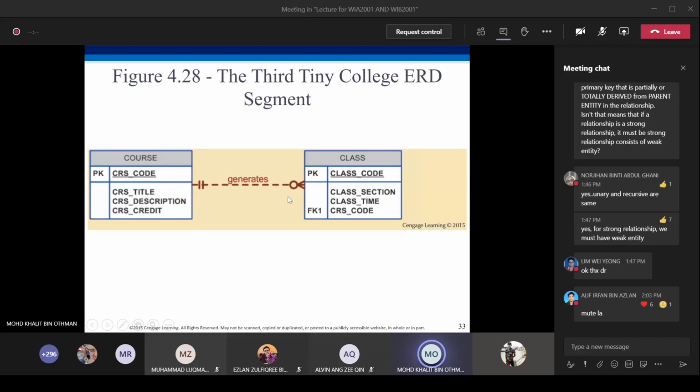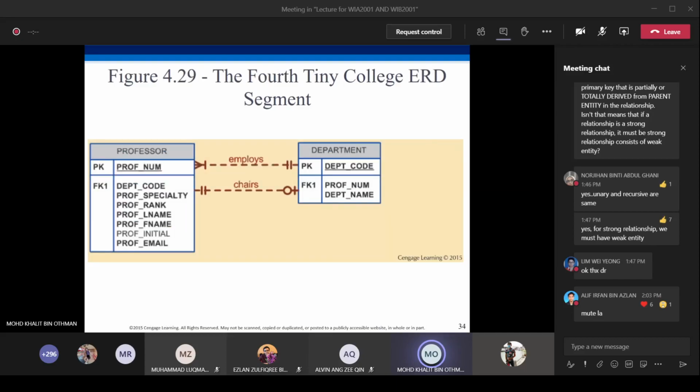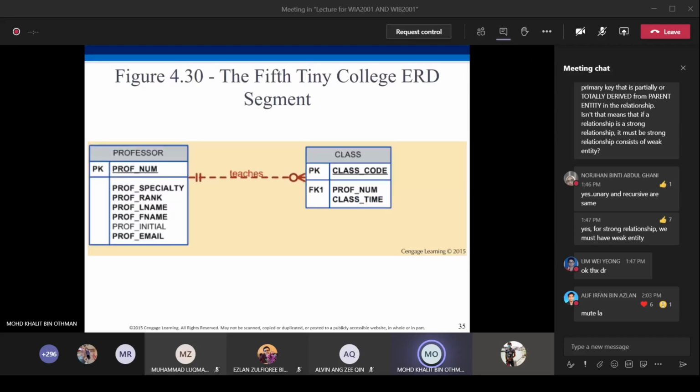This is the 4th ERD segment of Tini College. Okay, here we have 2 entities with 2 relationships. For the relationships, we have a one-to-many relationship and a one-to-one relationship. And the types of relationship are department employs professor, and professor chairs department. This is the 4th segment of the Tini College ERD.